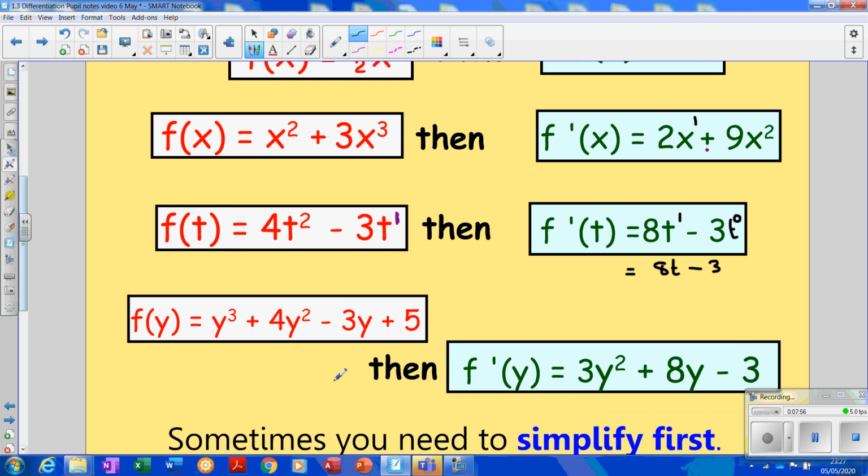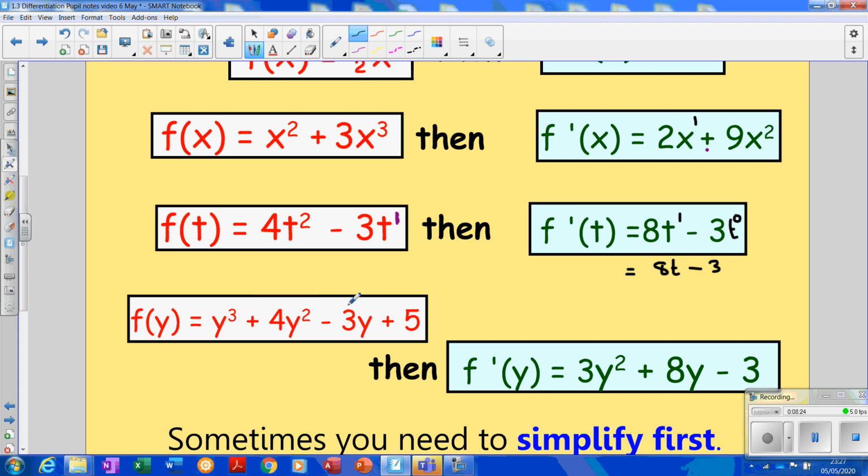Okay, so we've got a longer string here, but we'll do them a wee bit at a time. So we've got f(y) is equal to y to the power of 3 plus 4y squared minus 3y plus 5. So the derivative of y to the power of 3, multiplied by the power, is 3y to the power of 2. Then add on 2 times 4 is 8y to the power of 1. So that was me taking 1 away from the powers, and that's those 2.